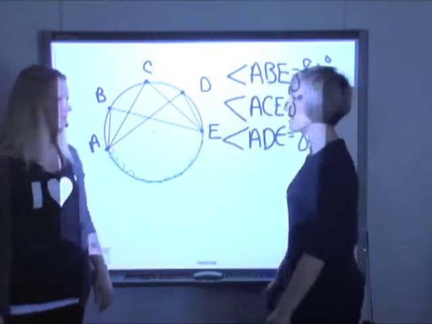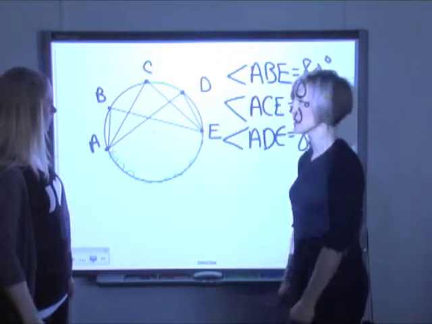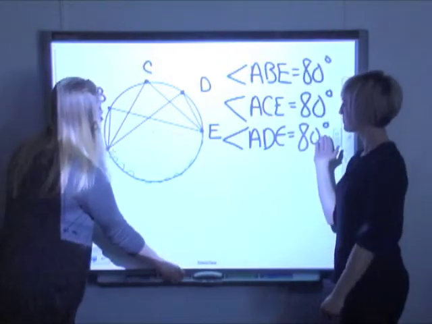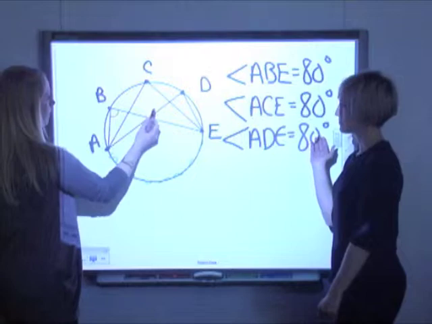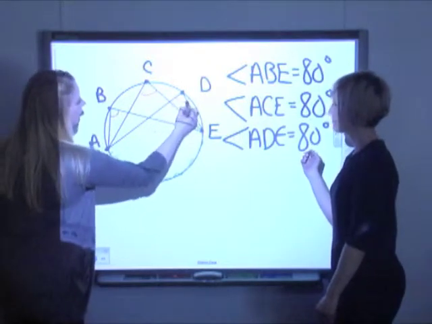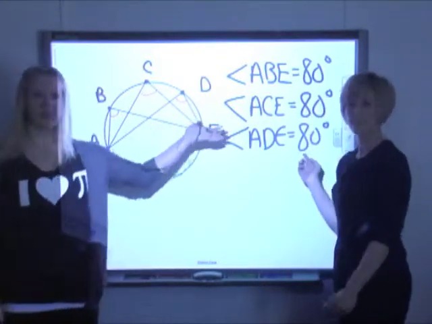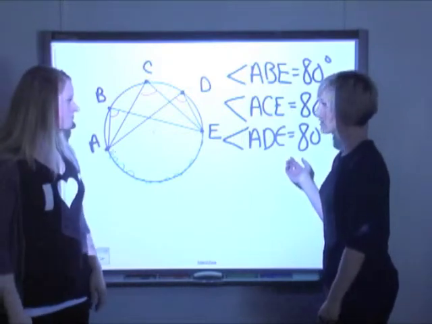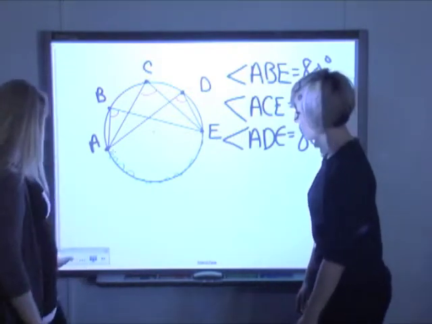What else do we notice about the angles formed by all 3 of these inscribed angles? Well, look, every time we measured the angles in angle B, angle C, and angle D, we saw that they were 80 degrees. Perfect. Now let's look at the example that you did.